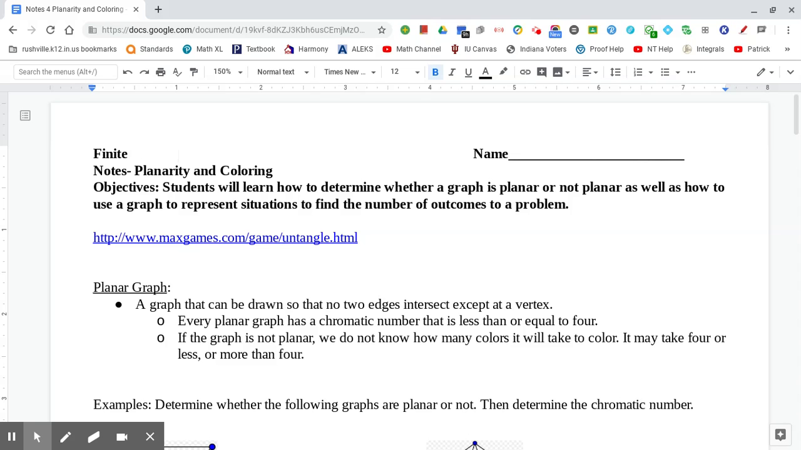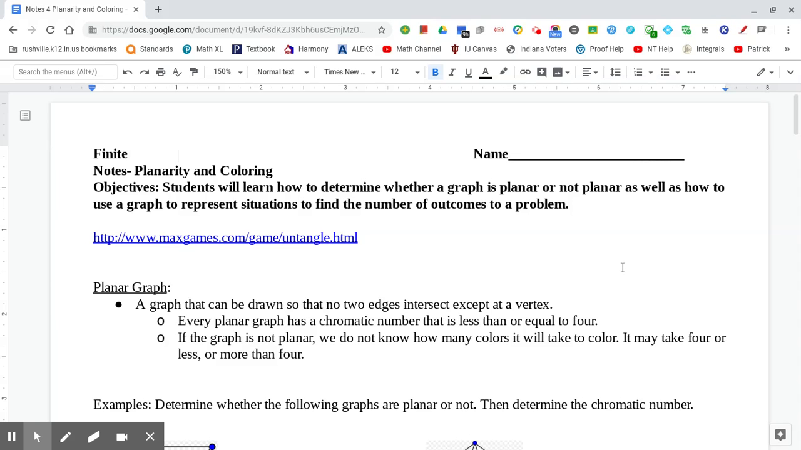What I was doing there, untangling the graph, I was just determining whether a graph is planar or not. So here's the definition of a planar graph. It's a graph that can be drawn so that no two edges intersect except at a vertex. What I was doing was moving those vertices around and making it so edges did not intersect. And that is what it means to be a planar graph.